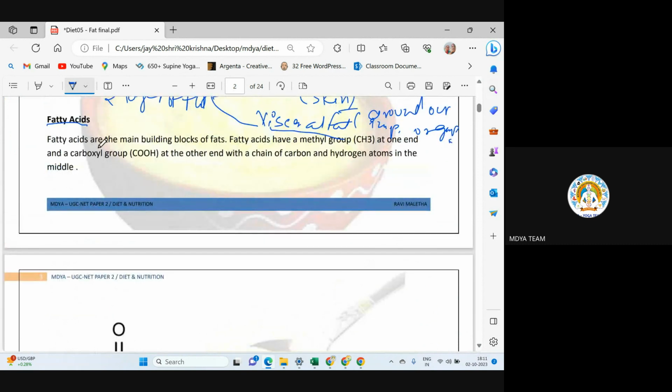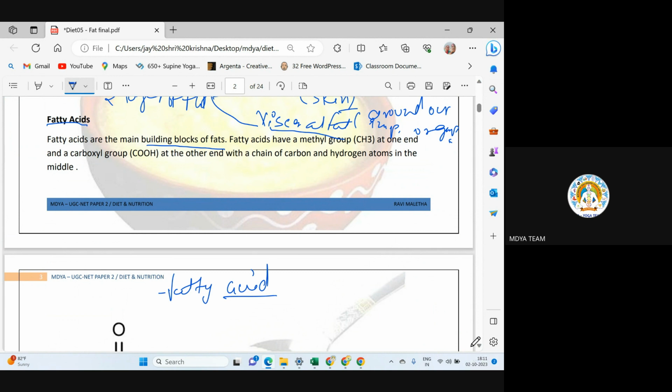So the basic structure of fat: if we talk about the basic structure of fat, the basic unit of fat is fatty acid. Just like the basic unit of carbohydrate is monosaccharide, just like the basic unit of protein is amino acid, similarly the basic unit of fat is fatty acid. Fatty acids are the main building block of fat. So let's discuss the structure of fatty acid.